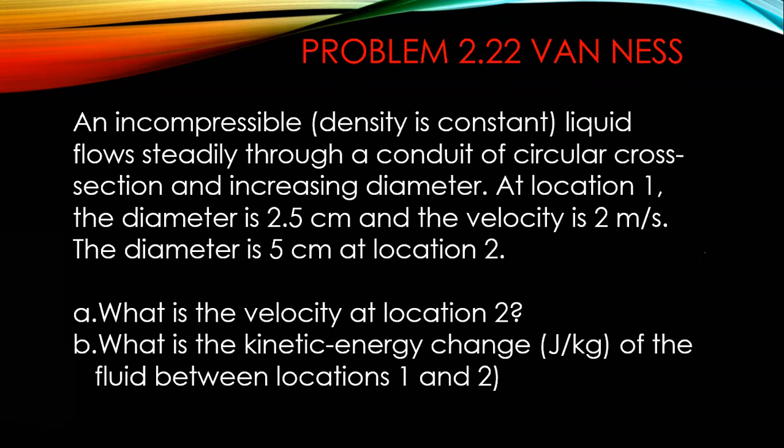So, pag liquid yan, incompressible, tulad nitong problem na to: an incompressible liquid, density is constant, flows steadily through a conduit of circular cross-section and increasing diameter. At location 1, the diameter is 2.5 centimeter and the velocity is 2 meter per second. The diameter is 5 centimeter at location 2. So the question is, what is the velocity at location 2?